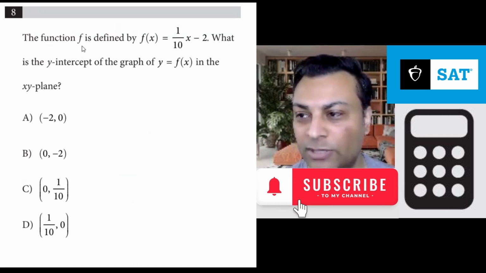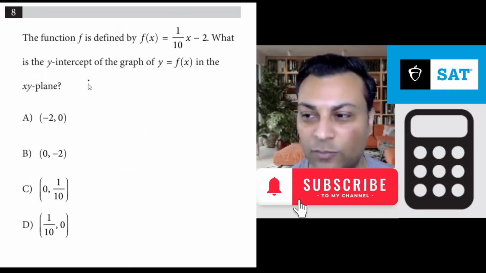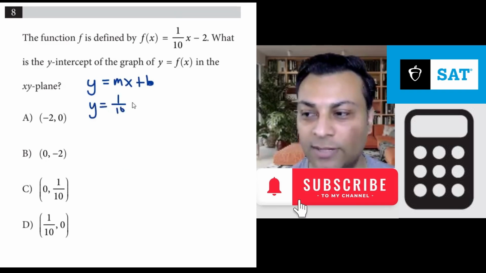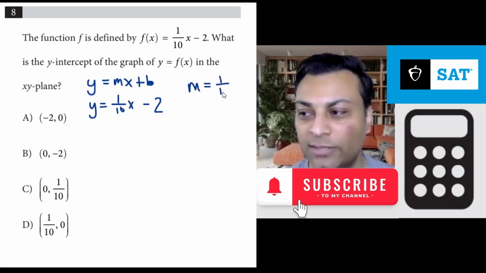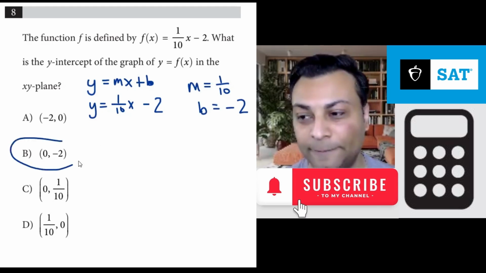Question 8, the function f is defined by f of x equals 1/10 x minus 2. What is the y-intercept of the graph of y equals f of x in the xy plane? So one way you can do this is to recognize that you have y equals mx plus b, where b is the y-intercept, and this is y equals 1/10 x minus 2, which means the slope is 1/10 and the y-intercept is -2. Y-intercept -2, well, which of these do we pick? Well, y-intercept is when x is 0, so the answer would be b, because we need the x to be 0 and the y-coordinate will be -2.